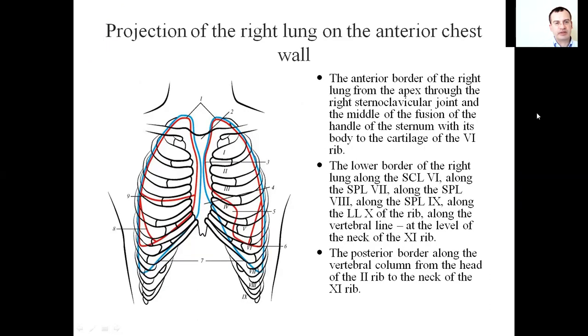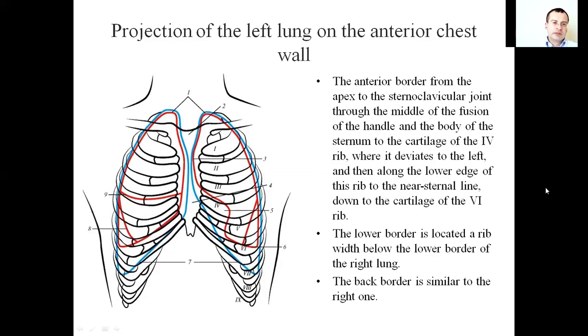Projection of the right lung on the anterior chest. The anterior border of the right lung goes from the apex through the right sternoclavicular joint and the middle of the fusion of the manubrium of the sternum into the body of the sternum, to the cartilage of the fourth rib, where it deviates to the left and then along the lower edge of this rib to the parasternal line, down to the cartilage of the sixth rib.